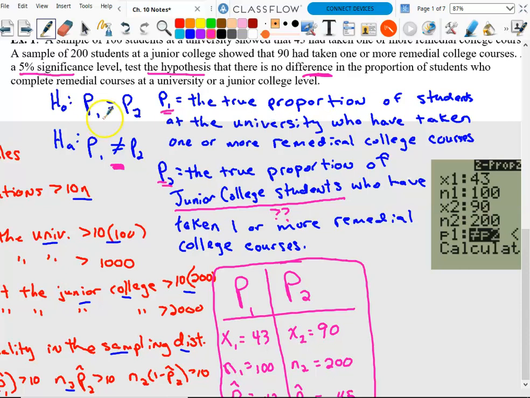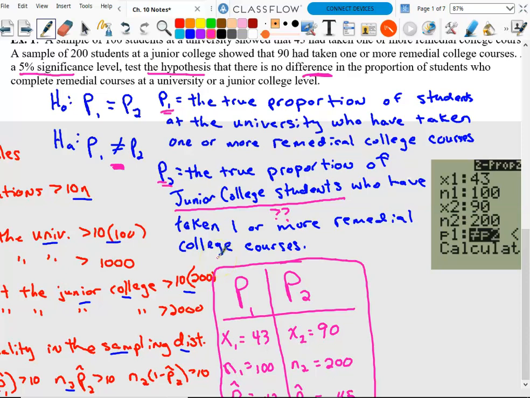So I have set up H0 and Ha, and now I have to define p1, the true proportion of students at the university who have taken 1 or more remedial college courses. I mean, give me a break. p2, the true proportion of junior college students who have taken 1 or more remedial college courses.